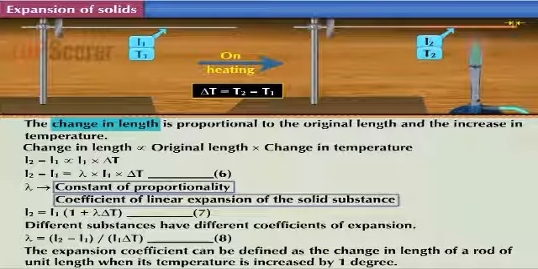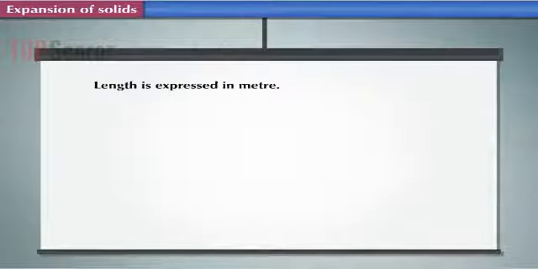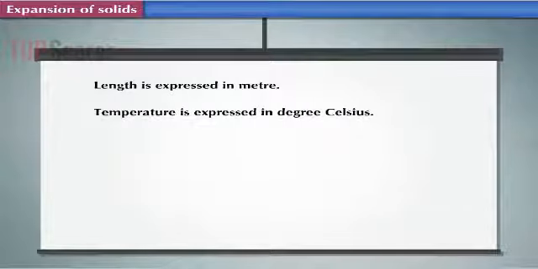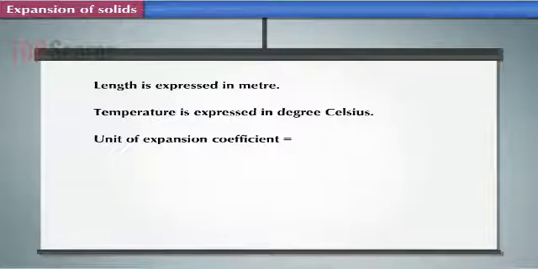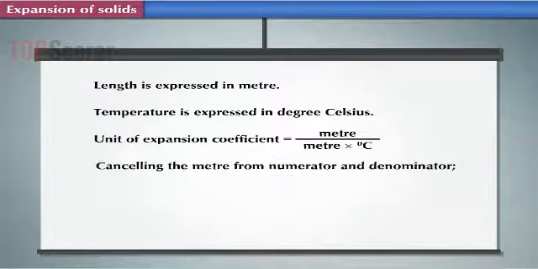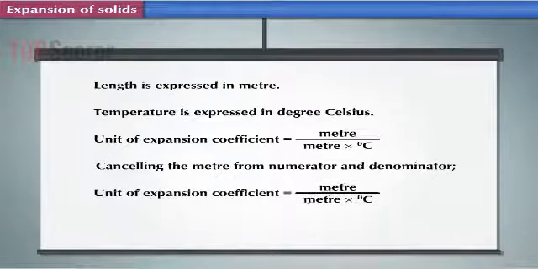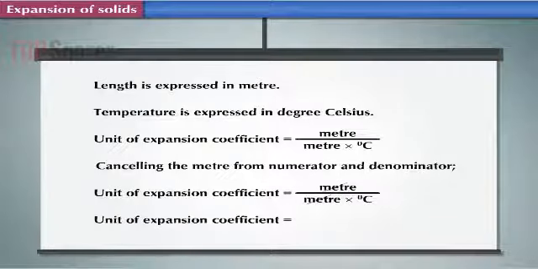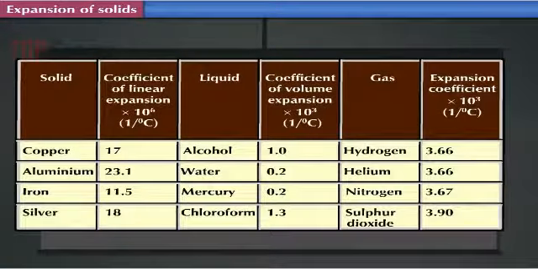Let us now know about the unit of expansion coefficient. We know that length is expressed in meter and temperature in degrees Celsius. Thus, the unit of expansion coefficient is equal to meter upon meter into degrees Celsius. Cancelling the meter from numerator and denominator, we get the unit of expansion coefficient. It is the inverse of the unit of temperature, that is 1 upon degrees Celsius. The expansion coefficients of some substances are given in this table.